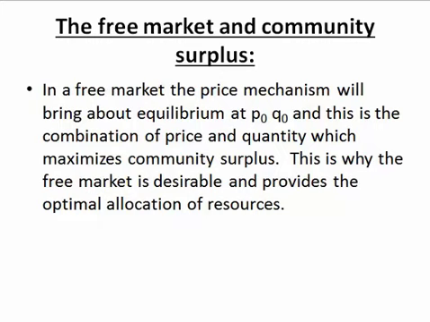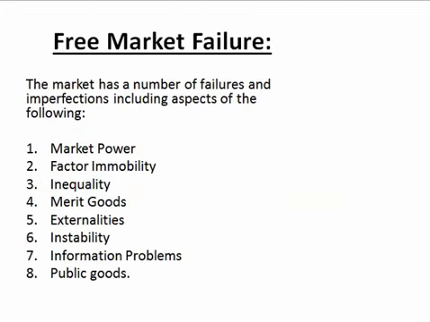However, so far we've only examined the efficient way in which a free market allocates economic resources. The market has a number of failures and imperfections, including aspects of the following. Free market failure includes market power, factor immobility, inequality, merit goods, externalities, instability, information problems, and public goods.